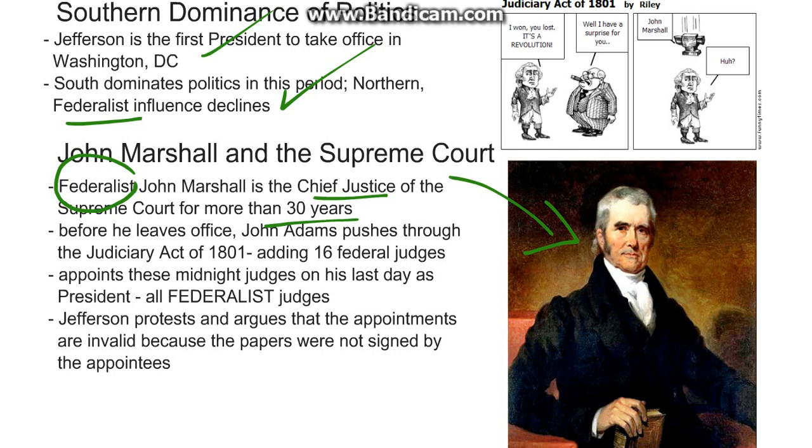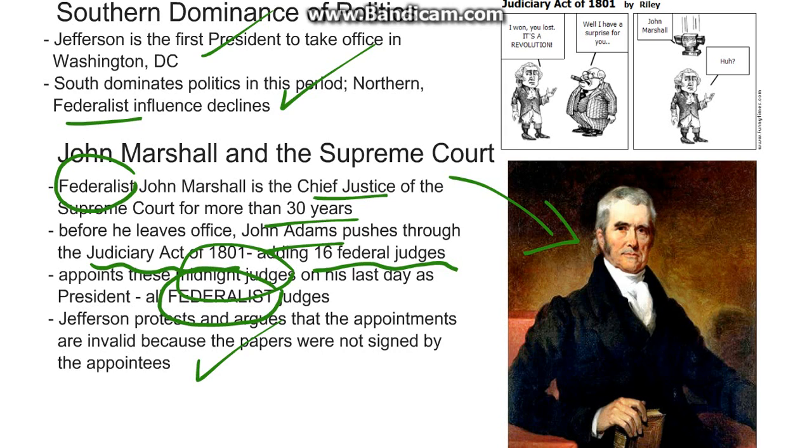John Marshall is pictured here. Before he leaves office, on the last day, John Adams pushes through the Judiciary Act of 1801, which adds 16 federal judges to the already established court system from the Judiciary Act of 1789. Adams appoints all of these Federalist judges, when of course he knows that Thomas Jefferson is a Democratic Republican. They are called midnight judges because he appointed them right before he left office on his last day.